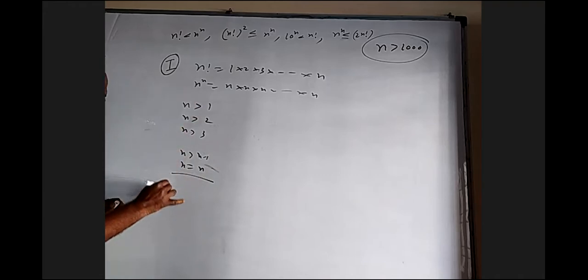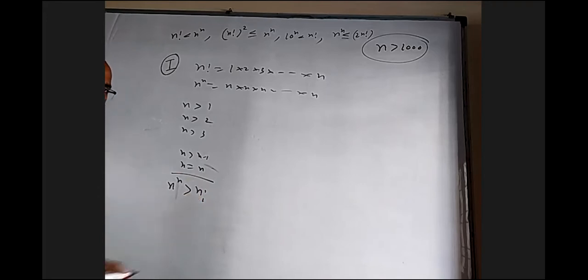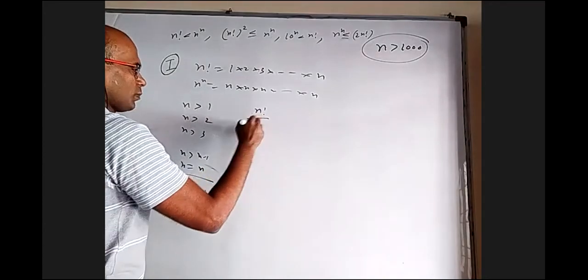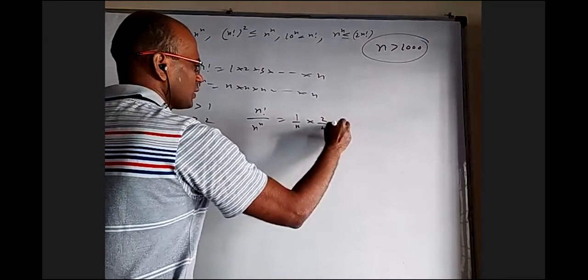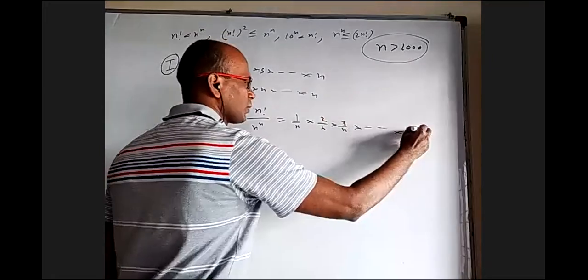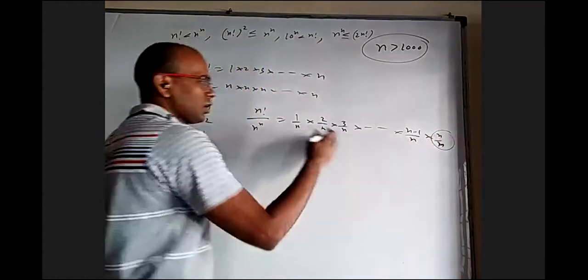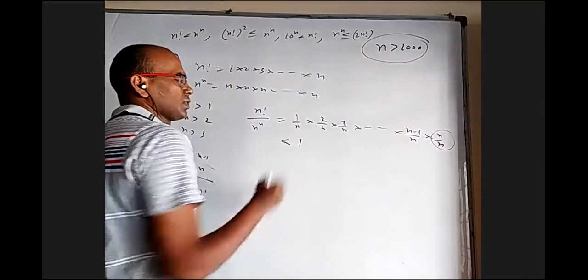When I multiply, this is n factorial, and this is n power n. Somebody can also divide: take n factorial by n power n and write 1 by n into 2 by n into 3 by n, and so on up to n minus 1 by n into n by n. This is 1, but all these others are less than 1. So because all these are less than 1, the whole thing is less than 1.